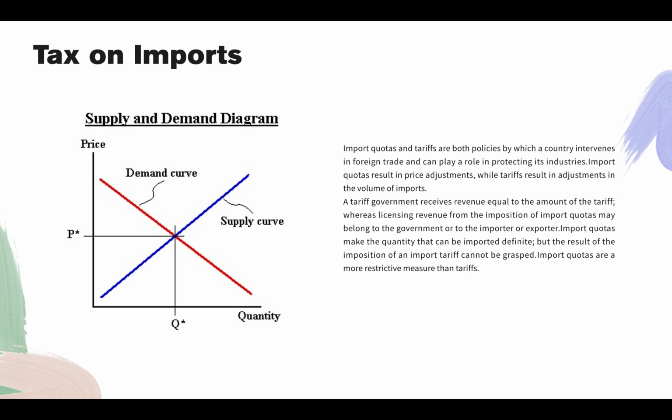The deadweight loss in the tariffs arises due to the inefficient resource allocation, similar to consumption taxes, but is divided between the reduced imports and higher domestic production. With a tariff, the government receives revenue equal to the amount of the tariff, whereas license revenue from the imposition of import quantities may belong to the government or the importer or exporter.